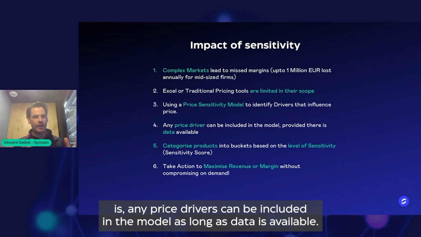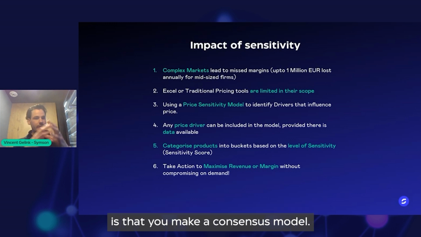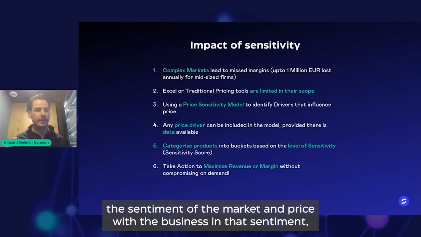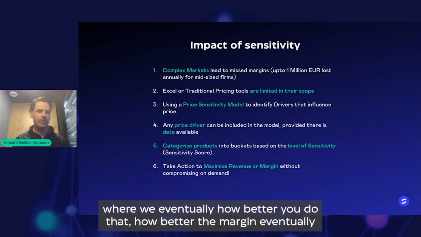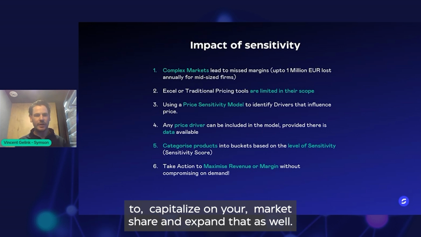Fourth is that any price driver can be included in the model as long as data is available. And as said, that is the vision that we also carry with this model, that you make a consensus model. What we do is constantly iterate with new circumstances, understanding the sentiment of the market and pricing in that sentiment. The better you do that, the better the margin eventually is for the organization, and the better you are positioned to capitalize on your market share and expand that as well.